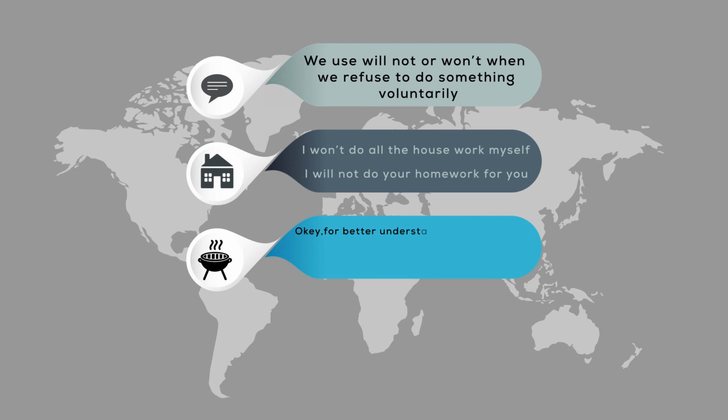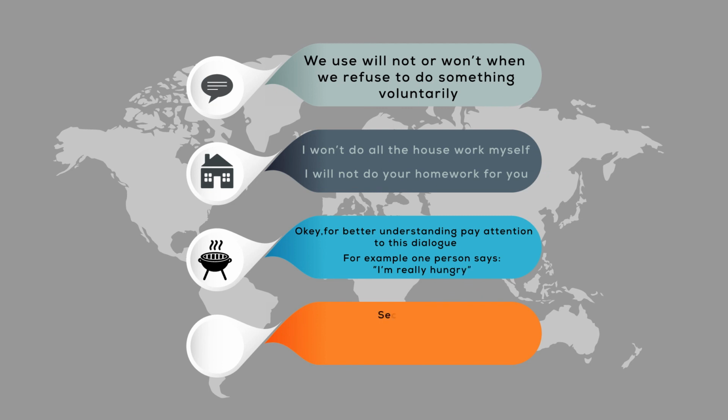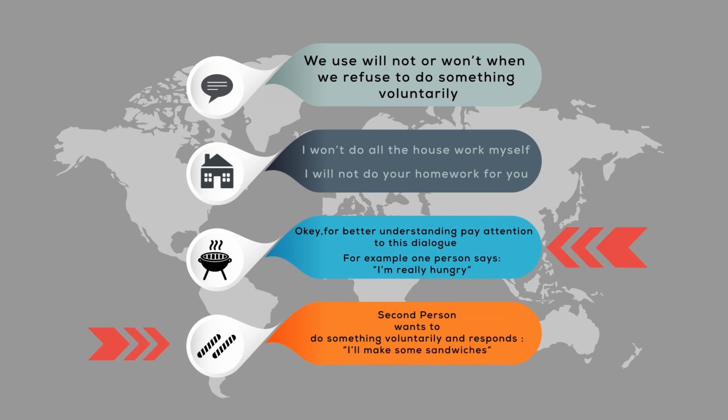Okay, for better understanding, pay attention to this dialogue. For example, one person says, I'm really hungry. Second person wants to do something voluntarily and responds, I'll make some sandwiches. You see, we use will to respond to someone else's complaint or request for help.